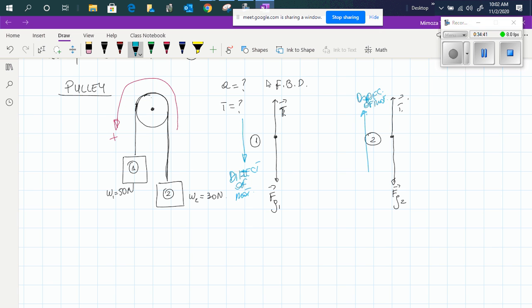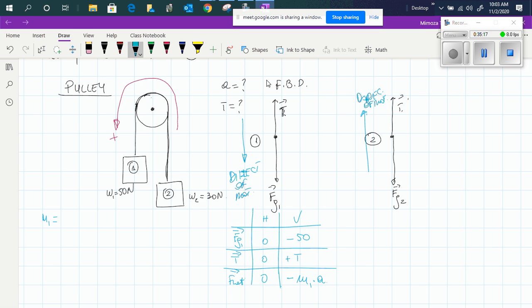So then based on this, what we do is we build again the table of components: horizontal, vertical, force of gravity 1, tension, and force net. And then for the horizontal we have 0, 0, 0. For the vertical we have negative 50, and tension is positive. And now the object is going down, so it will be negative mass 1 times acceleration.